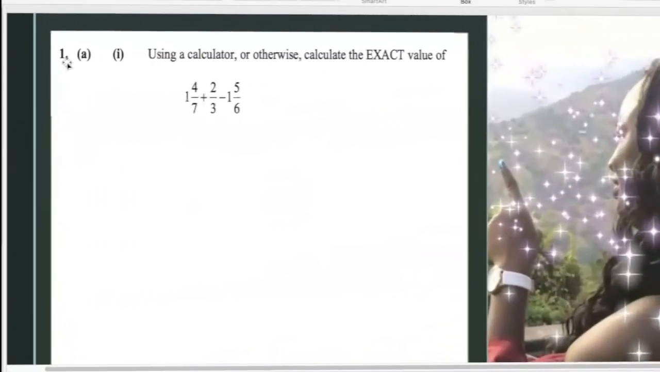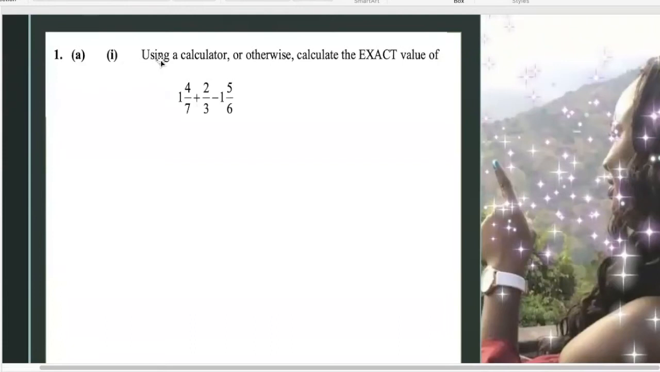For question 1A, without using a calculator, calculate the exact value of 1 and 4 over 7 plus 2 over 3 minus 1 and 5 over 6. Now, what I like to do here is rewrite this as an improper fraction.